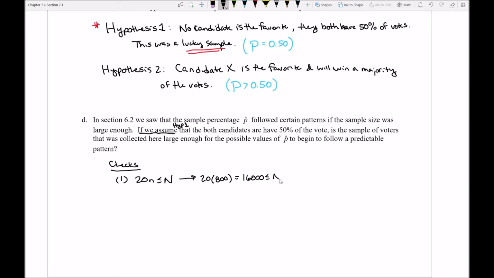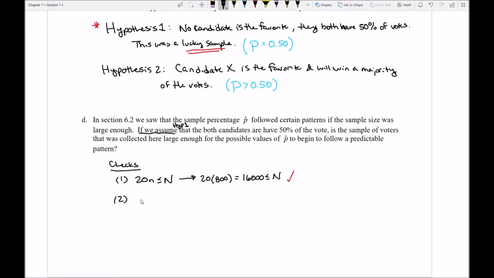And I want to know if the number of total people that are going to vote in the entire election is greater than 16,000. Well, the problem said this was a U.S. presidential election, so this is definitely going to be true. I don't know how many people show up on the day of the election to vote, but I'm pretty darn sure it's more than 16,000 people.